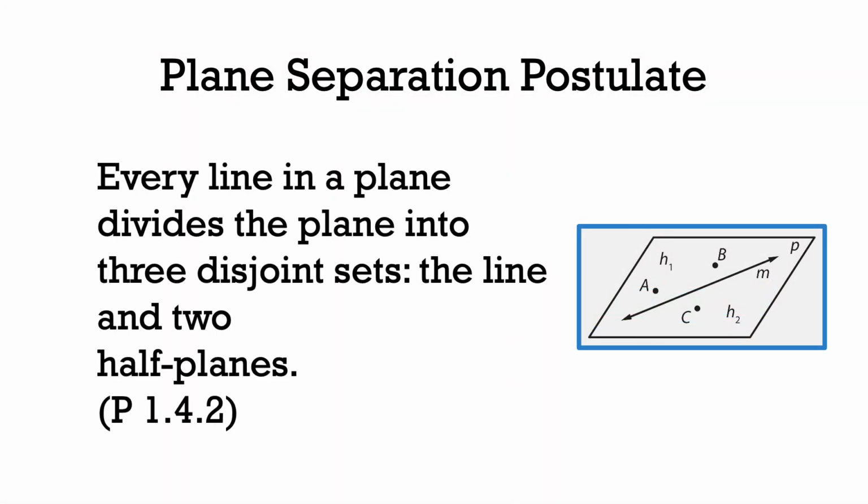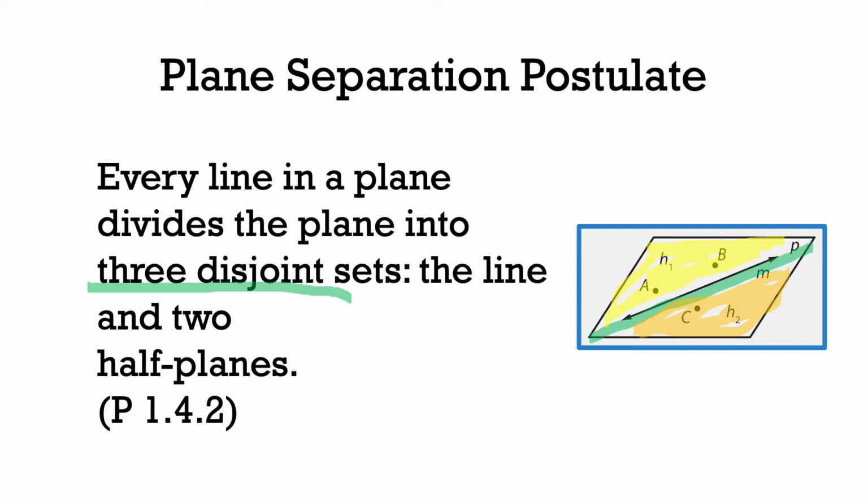So this is the second postulate that we have that's very similar to the line separation postulate. This one is the plane separation postulate. So every line in a plane divides the plane into 3 disjoint sets: the line and 2 half planes. So here is my line P, and I have a half plane here that's called H1. And then I have a plane here that's called H2. And we're going to use the same diagram for the other definition. So feel free to just draw it one time.